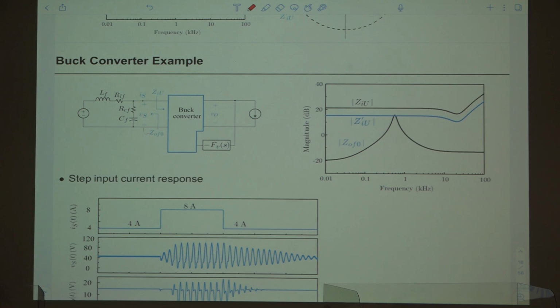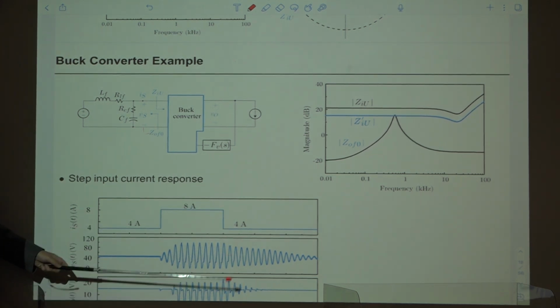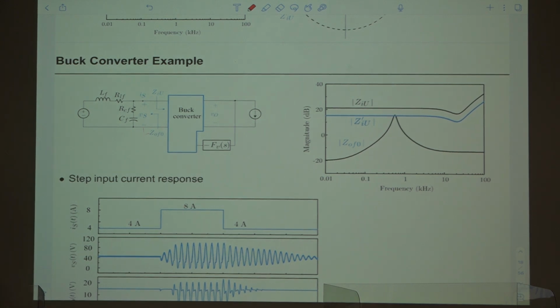So this is the previous buck converter, and initially the load current was 4 amp, and it steps up to 8 amp and goes back to 4 amp. So initially we have a gap here at this interface. Then during the step load change, this goes down here, becomes unstable and goes up, then it becomes stable again. The simulation result is shown here, right?